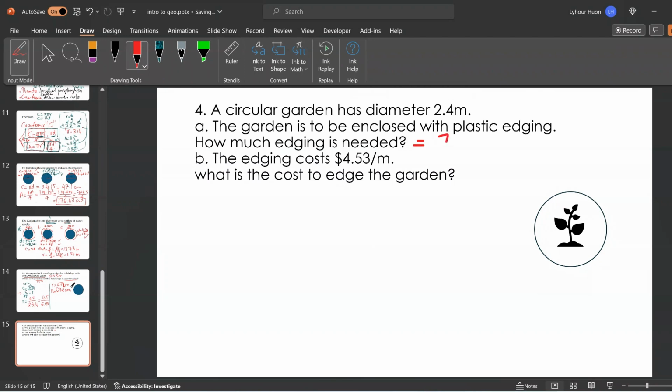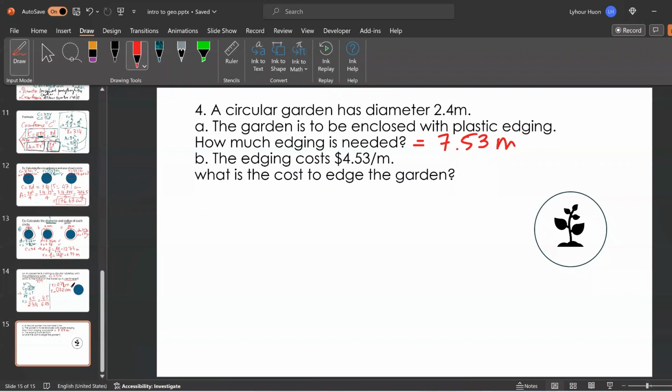7.53. I got my answer from that. 7.53 units. Don't forget the units. Meters, meters squared, or is it just meters? Circumference is meter only. Hold up, the unit of area is meter squared. Area, yes, area. Okay.